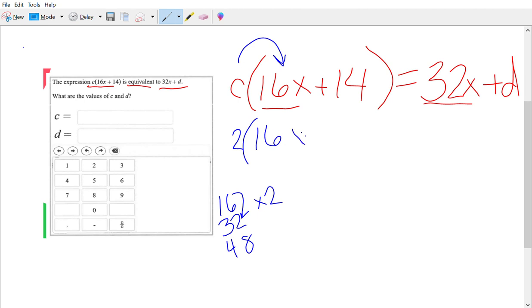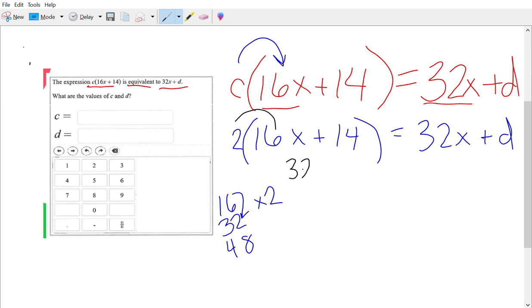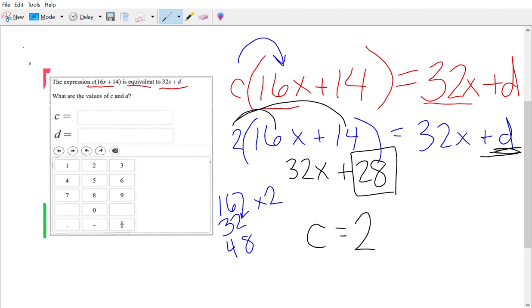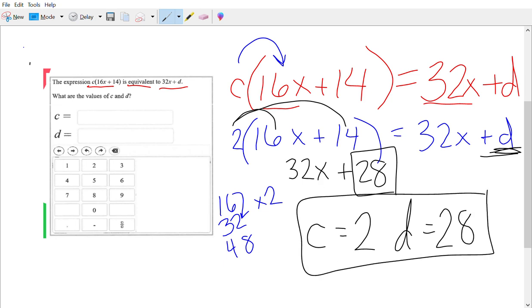So then we have 2 times (16x plus 14) equals 32x plus d. So when we distribute out 2 times 16x, we have 32x. And when we distribute 2 times 14, we have 28. So then we find out that 28 is what is equivalent to d. So we find out that c is 2 and d is 28 for this problem.